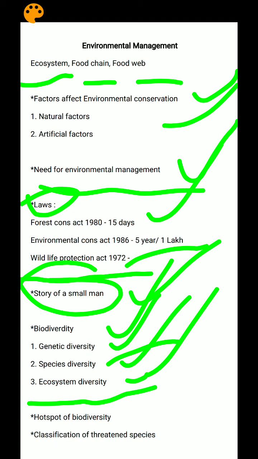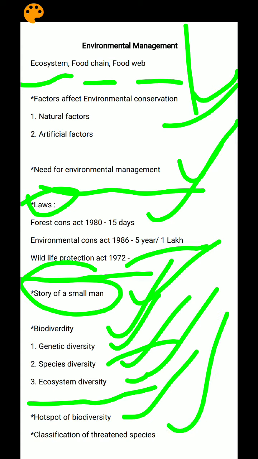Next point is hotspots of biodiversity. Hotspot does not mean the hotspot of your mobile. Hotspot of biodiversity means where biodiversity is in the greatest number, but that is threatened by human beings. That is known as hotspots of biodiversity. There are 17 countries which are included in the hotspots of biodiversity. When we discuss this chapter in detail, we will discuss the hotspots of biodiversity.